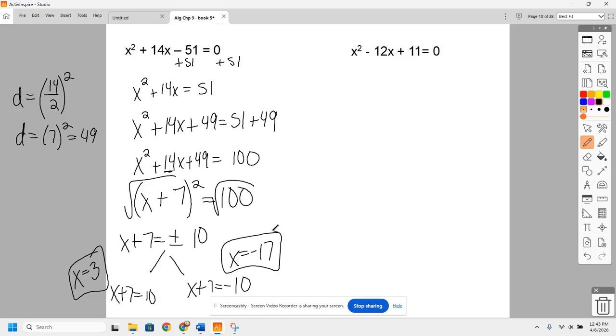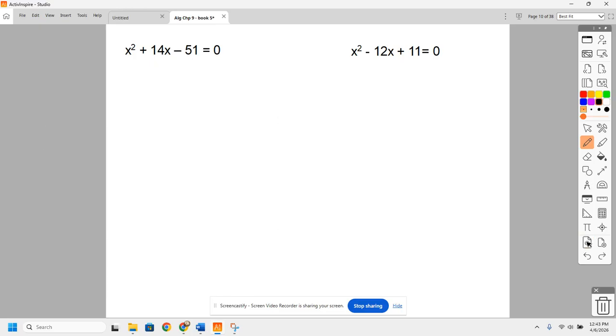Okay? Now, when I look at the second problem, again, I can solve it by factoring. Right now, some of you are probably trying to factor in your head, but we want to teach you how to solve by completing the square. So, is a equal to 1? It is. Then I'm going to subtract 11 from both sides. I get x squared minus 12x is equal to negative 11.